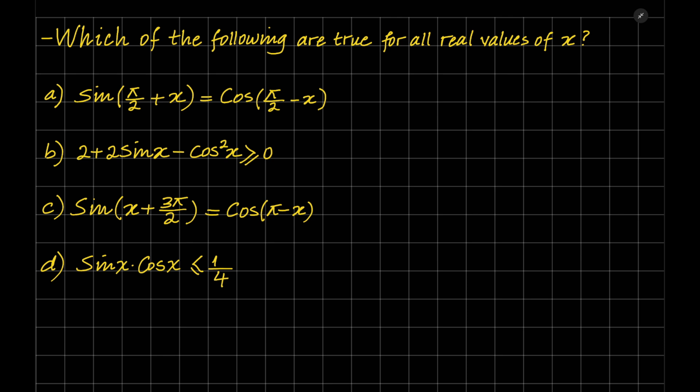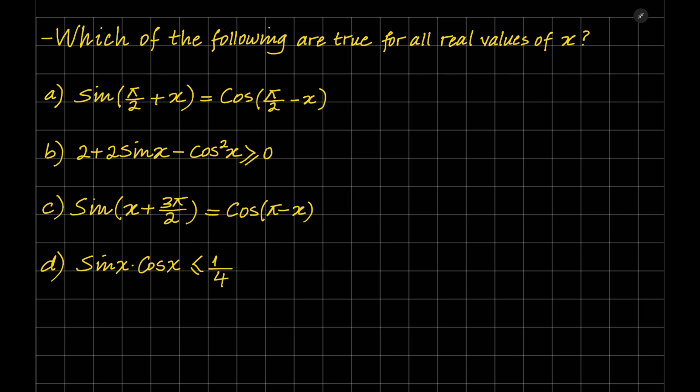A: sine of pi over 2 plus x is equal to cosine of pi over 2 minus x. B: 2 plus 2 sine x minus cosine square x is greater than or equal to 0. C: sine of x plus 3 pi over 2 is equal to cosine of pi minus x. And D: sine x times cosine x is less than or equal to 1 over 4.